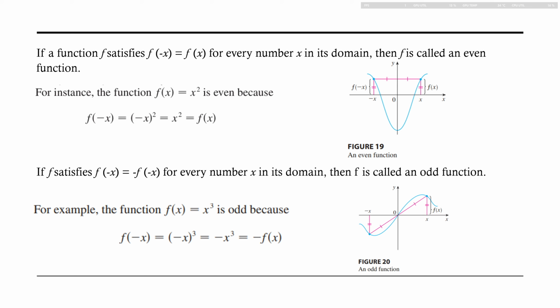Then if f satisfies f of minus x equals minus f of x for every number x in its domain, then f is called an odd function. For example, the function f of x equals x cubed is odd because f of minus x equals minus x to the power of 3, which equals minus x cubed, which equals minus f of x. Alright, on the right hand side you can see the function there.